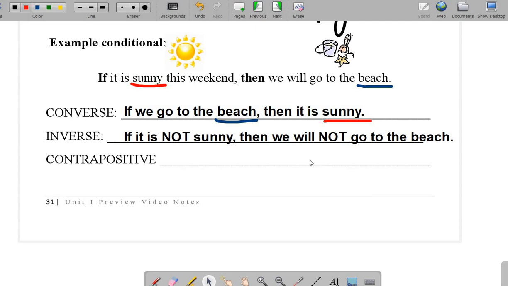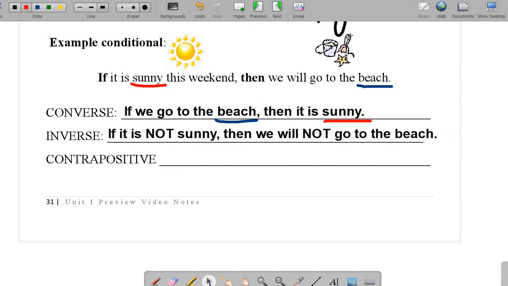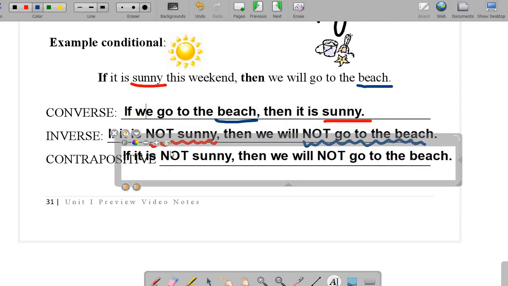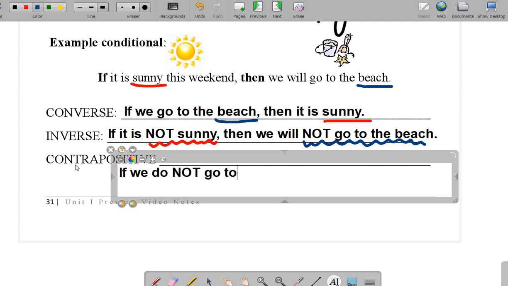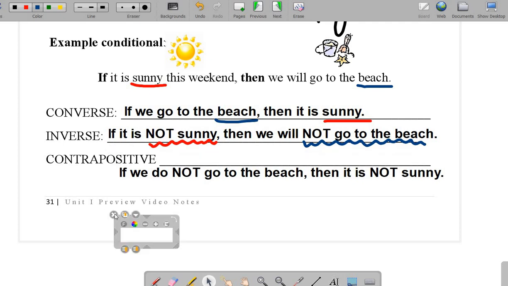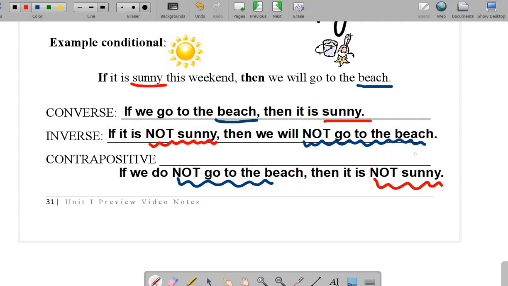Okay, inverse, you negate or you say the opposite using the original. So if it is not sunny, then we will not go to the beach. That's called the inverse. The contrapositive, you do both. You switch and negate. If we do not go to the beach, then it is not sunny. So converse, inverse, contrapositive.